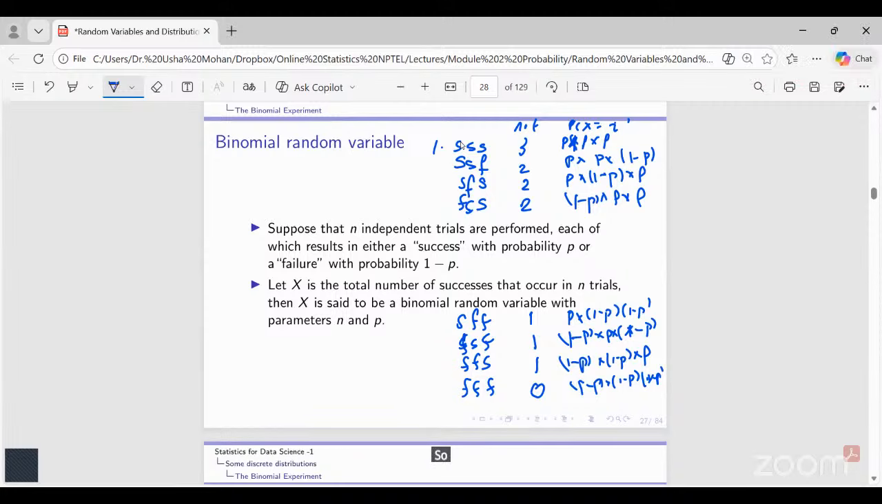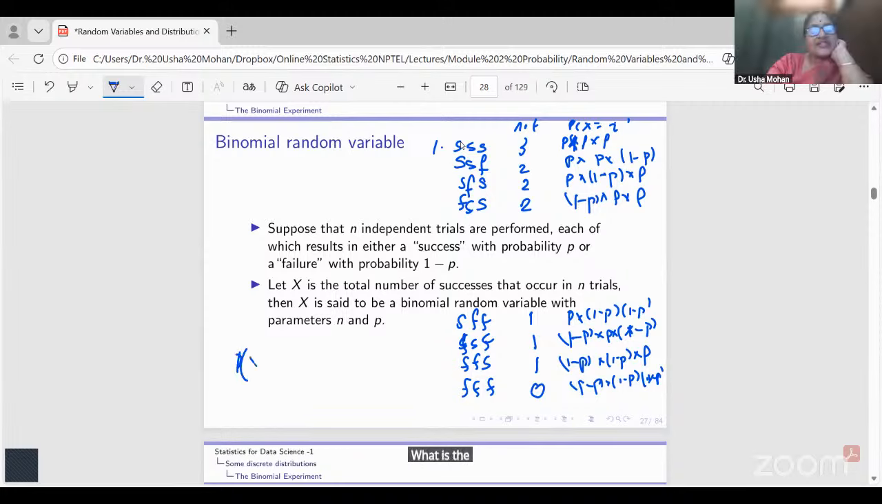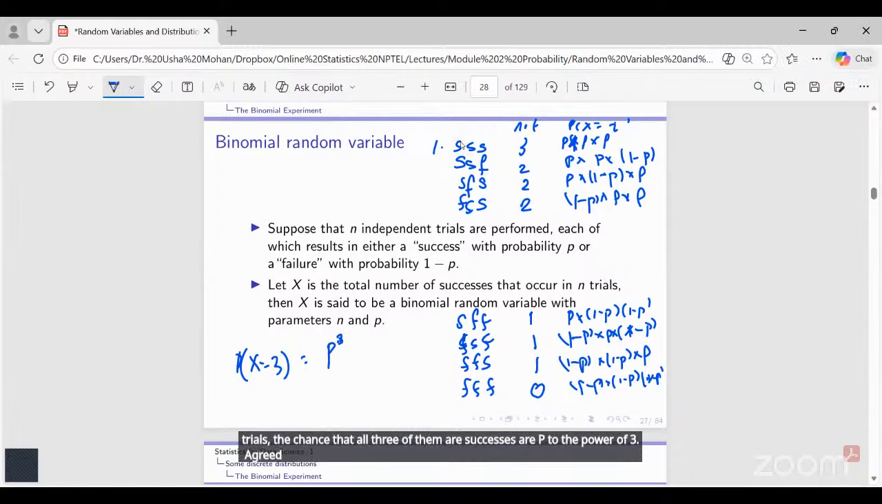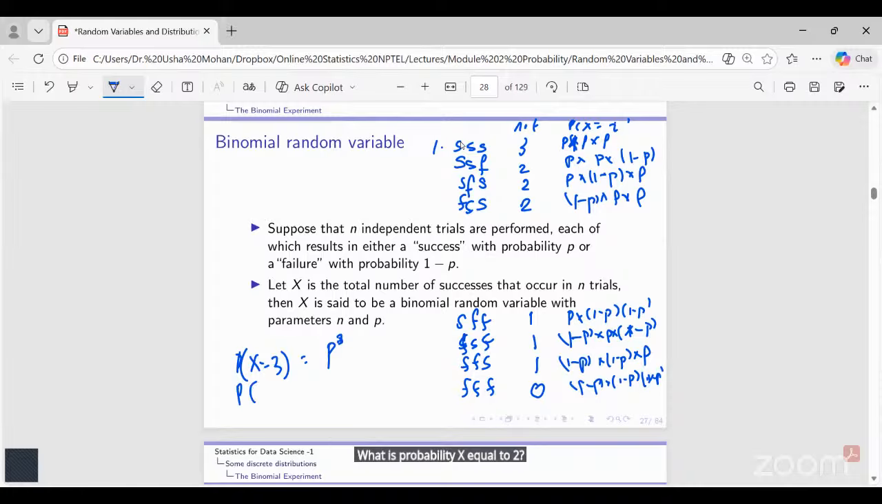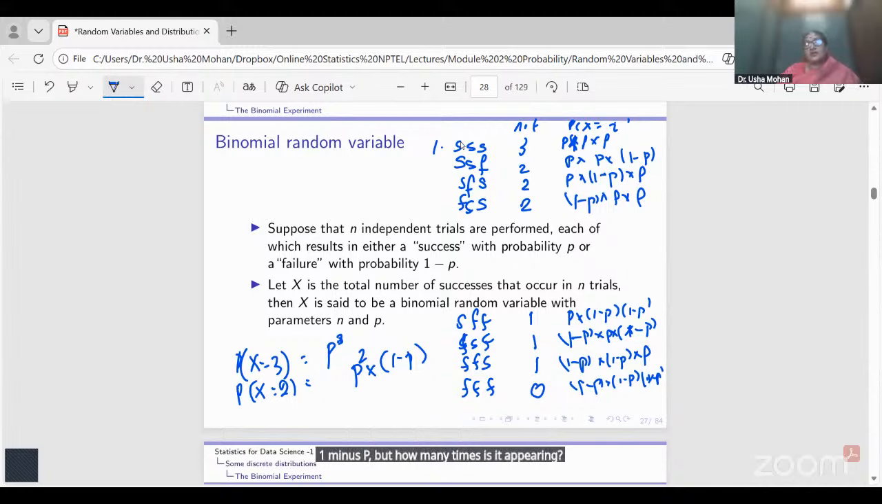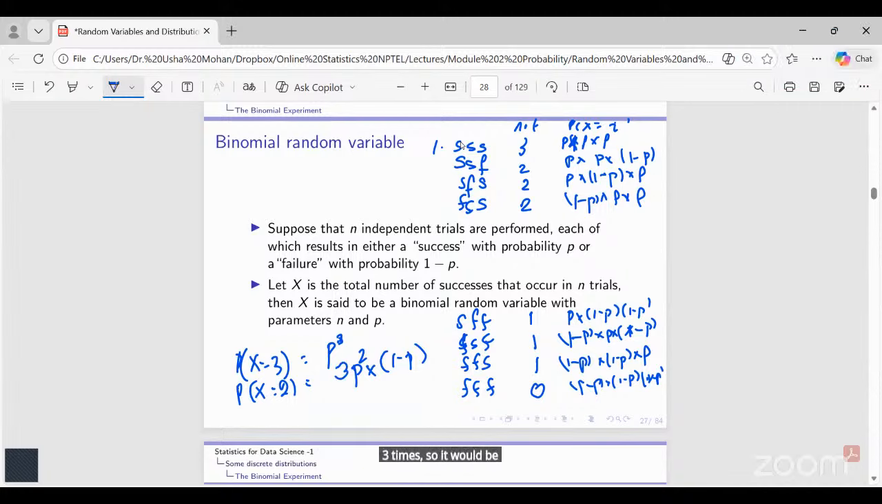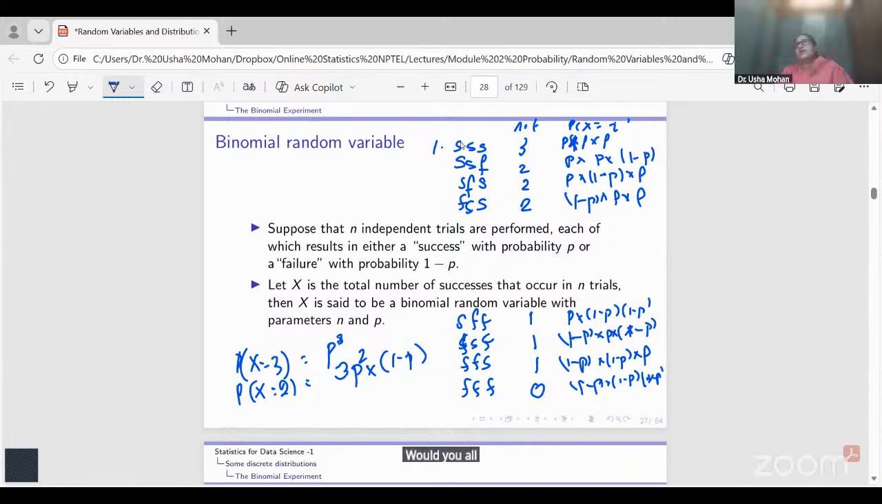So I can see that what is the probability X equal to 3? That is, if I have 3 trials, the chance that all 3 of them are successes is P to the power of 3. Agreed? Yes, ma'am. What is probability X equal to 2? P square into 1 minus P. But how many times is it appearing? 3 times. So it would be 3 into P square into 1 minus P. Do you all agree? Yes, ma'am. What is probability X equal to 1?